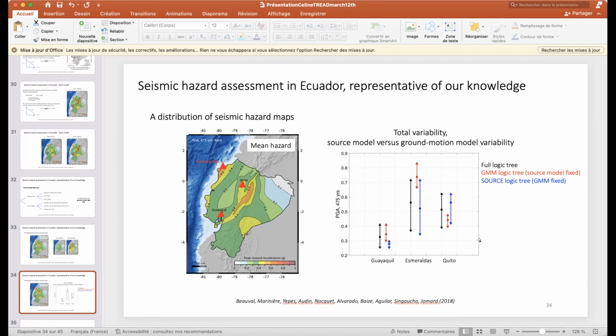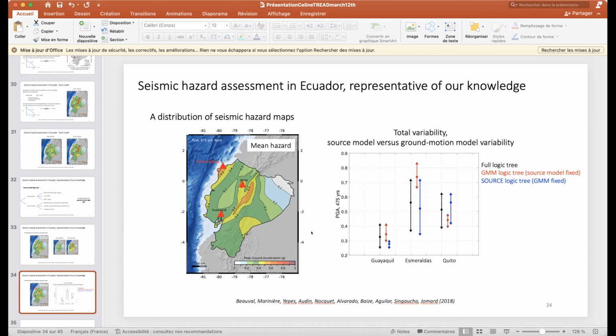uncertainties on hazard. Here, hazard results are displayed for 3 cities: Guayaquil, Esmeraldas, and Quito. In black, the total distribution for the acceleration at 475 years return period; in red, the distribution considering only the ground motion model variability; and in blue, the distribution considering only the source model variability.